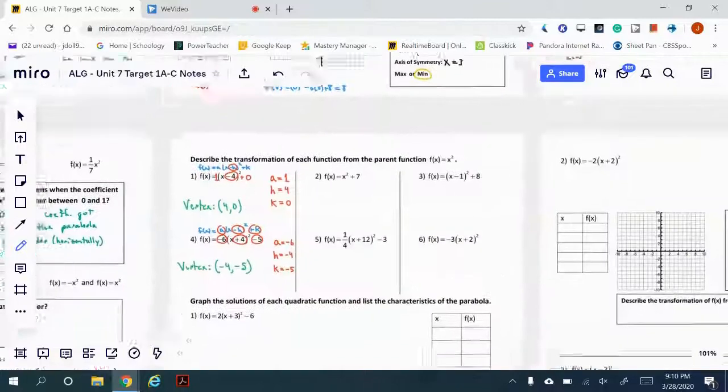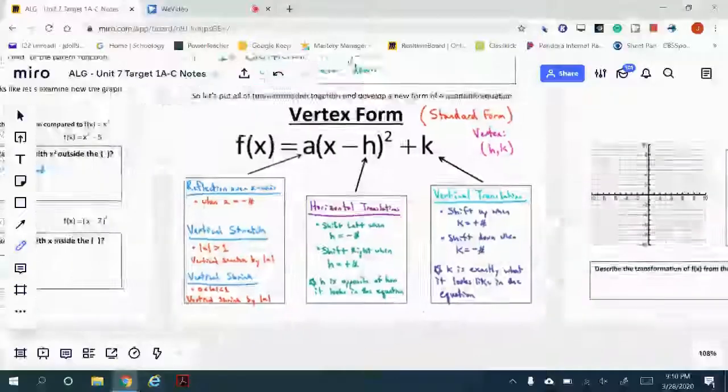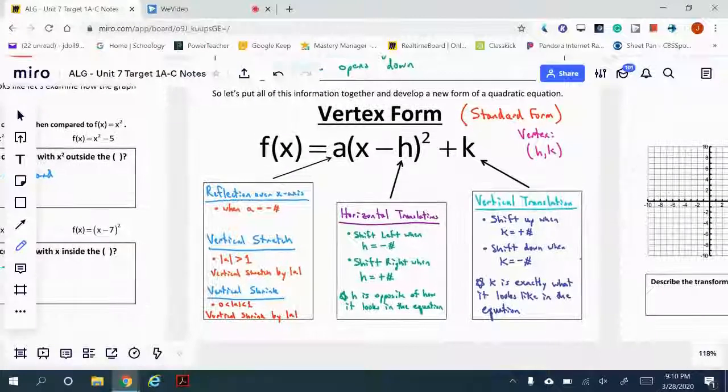All right, so that's it. That's all we're doing here, making sure we are getting ourselves comfortable and familiar with vertex form. Again, all of this information, guys, with these reflections and stretches and shrinks and translations, that's something we're going to hit in a lot more detail further down the road. Wanted to introduce you to it. The big takeaway we've got to get right now for our practical purposes is identifying A, H, and K so that we can know what the vertex is.